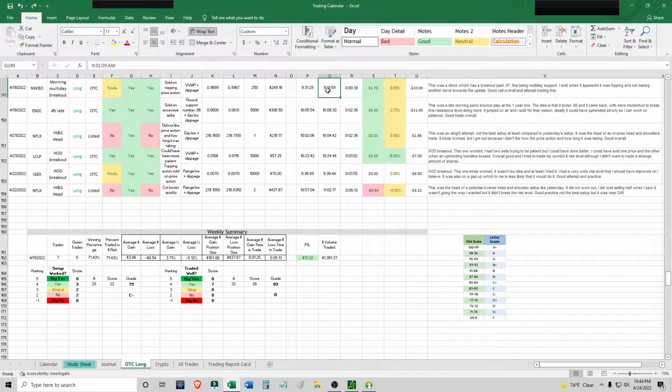and that was a good trade for what that was. And I did trade a $10 risk level. Didn't make very much here either because it was another example of something that was very volatile, and I had a very wide risk level.